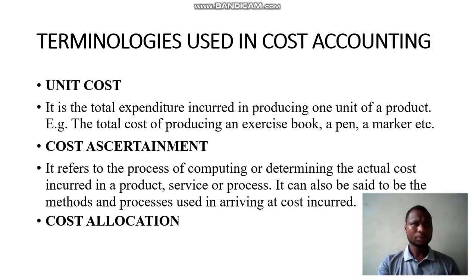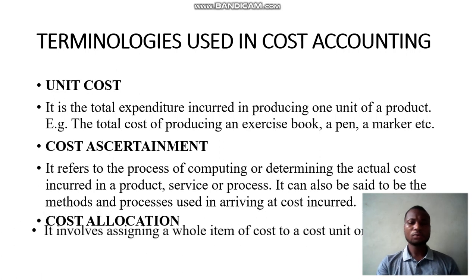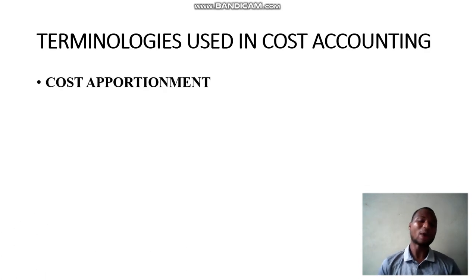Are you with me? Okay. Now, another terminology is what? Cost apportionment. To apportion means simply to share. To share. So to spread. So we are sharing or we are spreading, then we say you are apportioning. So cost apportionment is when we share costs. We share costs, we spread costs among cost centers, among cost units. Alright? Then we are saying we are doing cost apportionment.